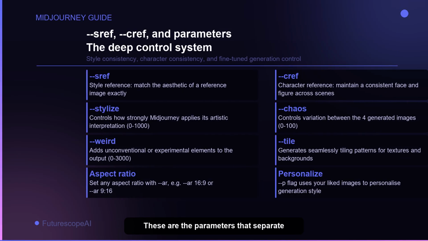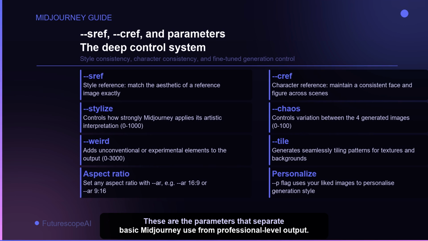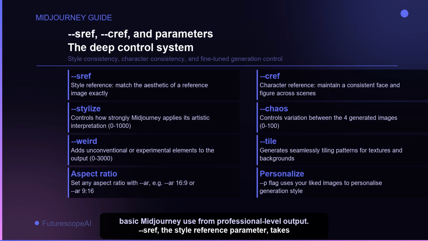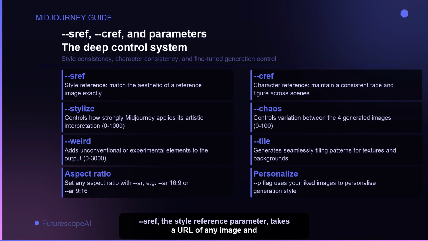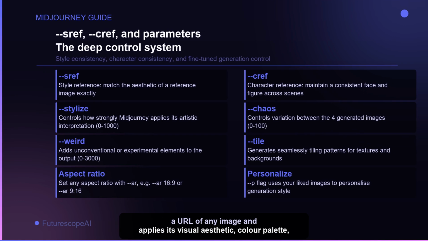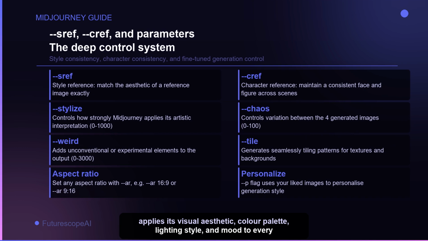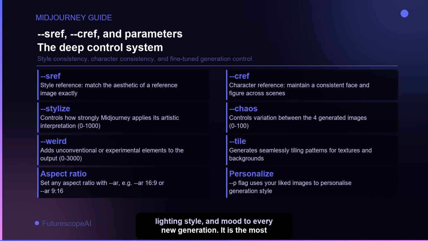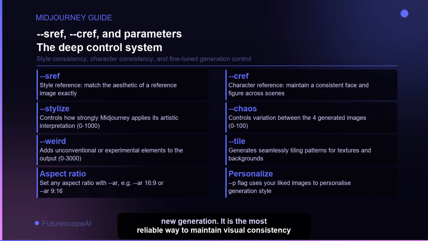These are the parameters that separate basic Midjourney use from professional level output. sref, the style reference parameter, takes a URL of any image and applies its visual aesthetic, color palette, lighting style, and mood to every new generation. It is the most reliable way to maintain visual consistency across a series of images.